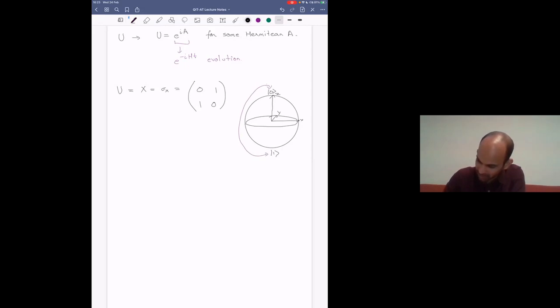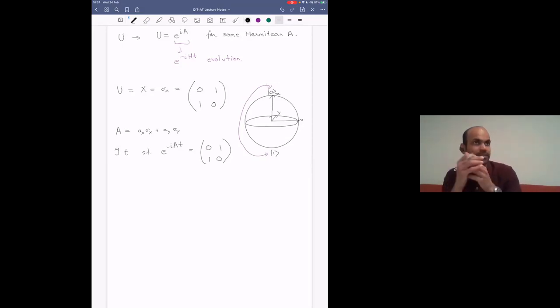And the way to check that is to see that if you take the operator A to be some linear combination a_x sigma_x plus a_y sigma_y, there exists a t such that e to the minus i A t is going to be equal to the operator that we're looking for. This is a little exercise that you can do. Depending on a_x and a_y, t is going to have pi in it. I think it's pi divided by the modulus of a_x squared plus a_y squared, something like this.